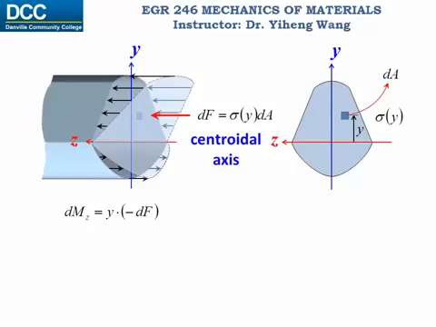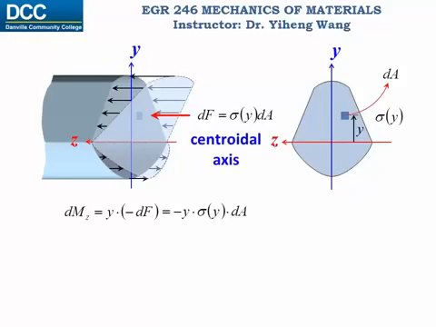dMz equals y, which is the moment arm of this force, times negative dF, which equals this. Now, the reason why there's a negative sign here is because according to our definition of the xyz axes, a force along the positive x direction will create a clockwise rotational effect about the z-axis, therefore it will create a negative moment about the z-axis, and vice versa.